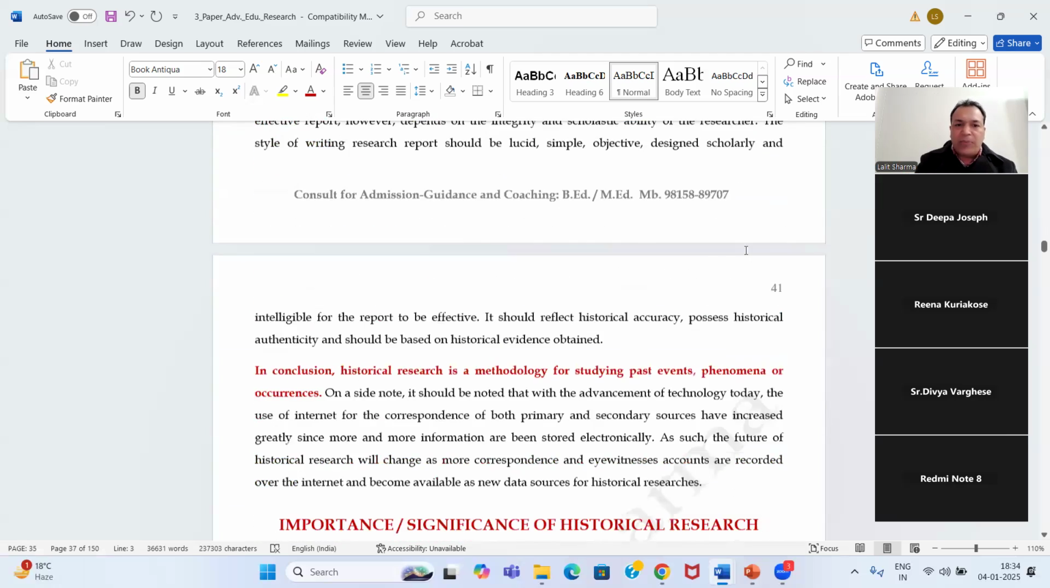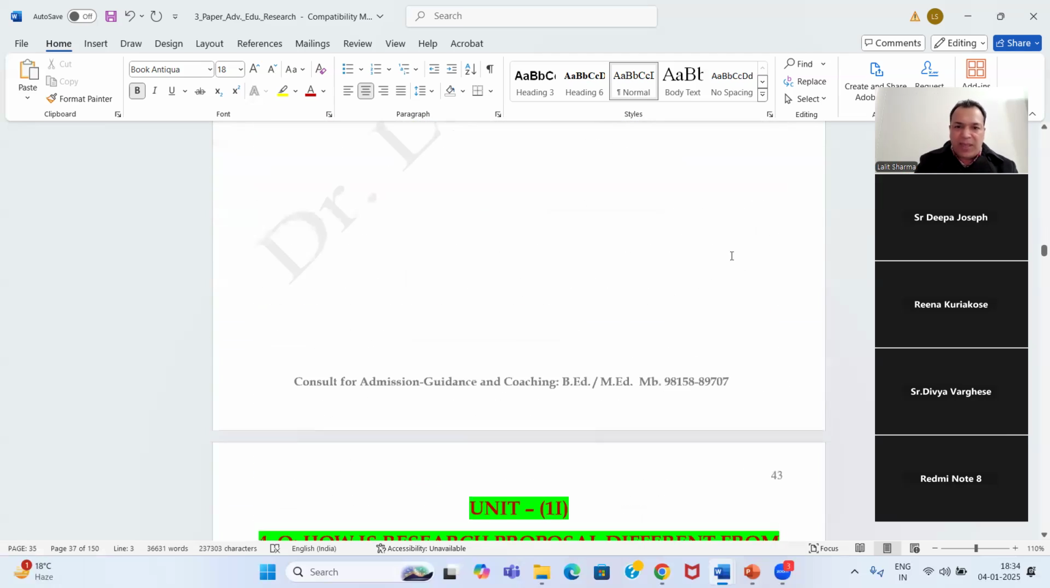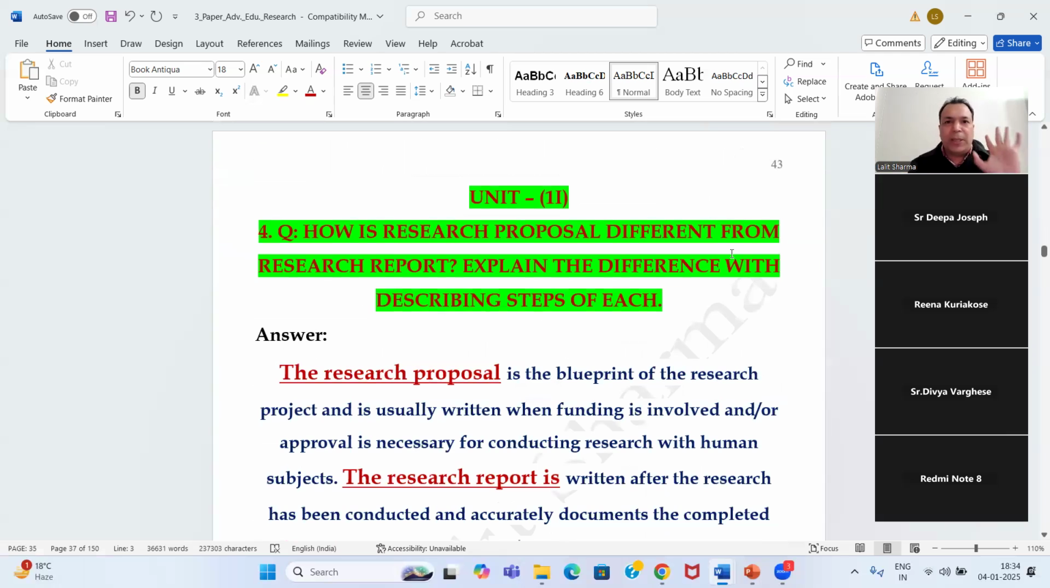Now from the fourth question we are discussing today's paper. And you have seen that I have colored the background green because the yellow background we covered in part one, right? So the fourth question is: how is a research proposal different from the research report?